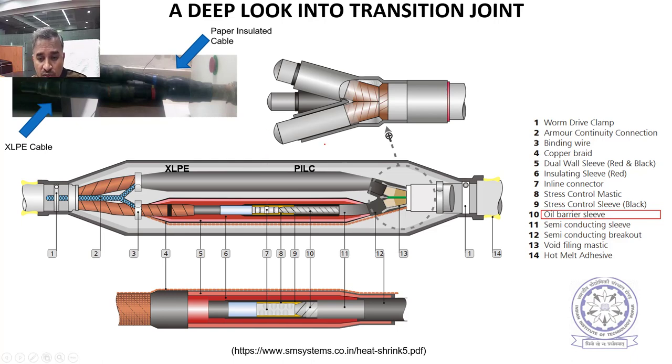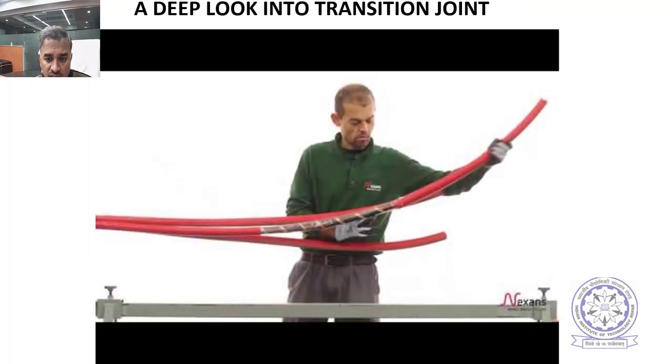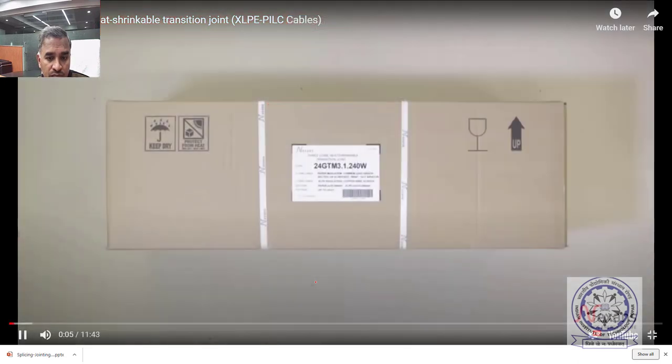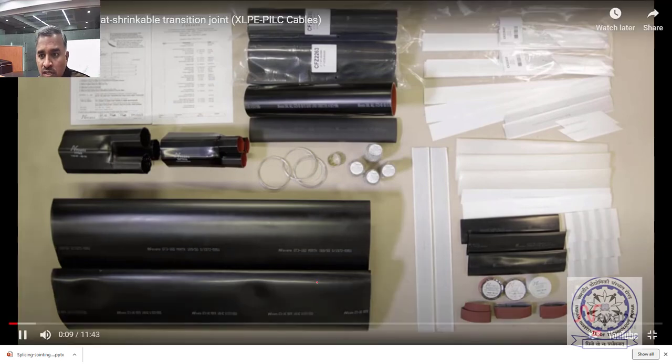So whenever this breakout comes here in this region, stress enhancement is reported, therefore mastic is used here. And wherever voids are expected, there mastic tapes are used. They are high permittivity materials. So to reduce the electric field, these mastic materials are used. So this is how a transition joint is made. Now a deeper look into the transition joint. So here we'll see one more video. This is the kit. So these are the materials, various tubes and all.